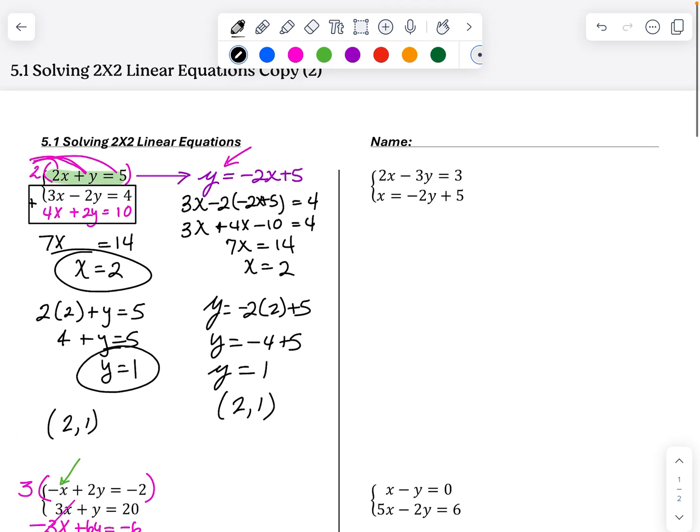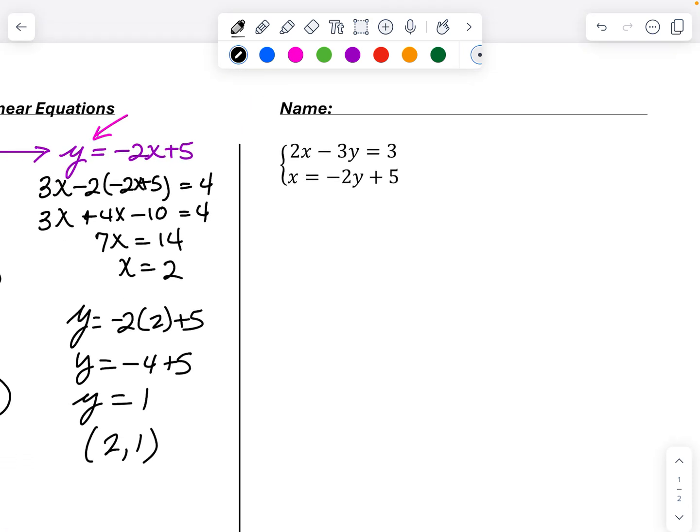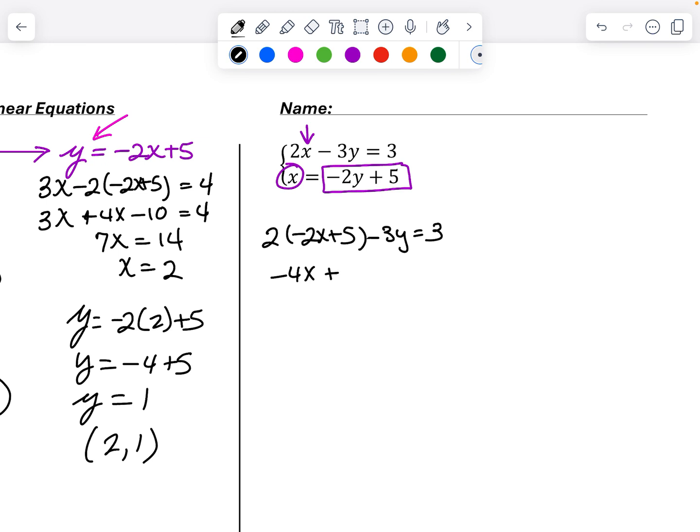Okay. Let's come over here to this one. Since I have x isolated already, I am simply going to take the value of x, which is right here, and substitute it in for x, which is right here. So that is 2 times something minus 3y is equal to 3. This is negative 2y plus 5. Distribute: negative 4y plus 10.